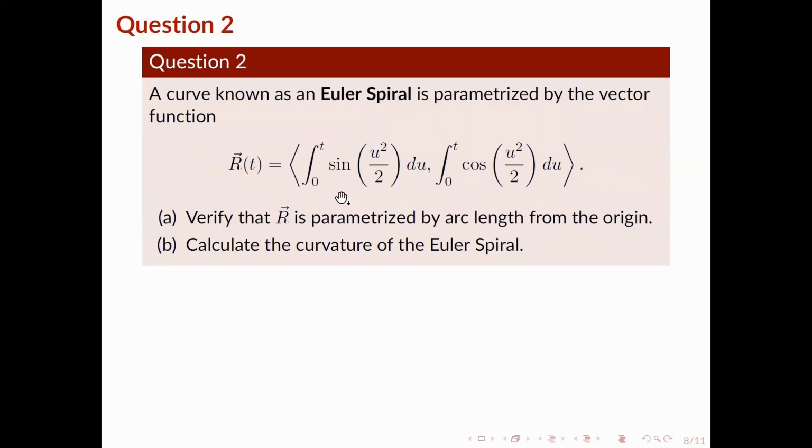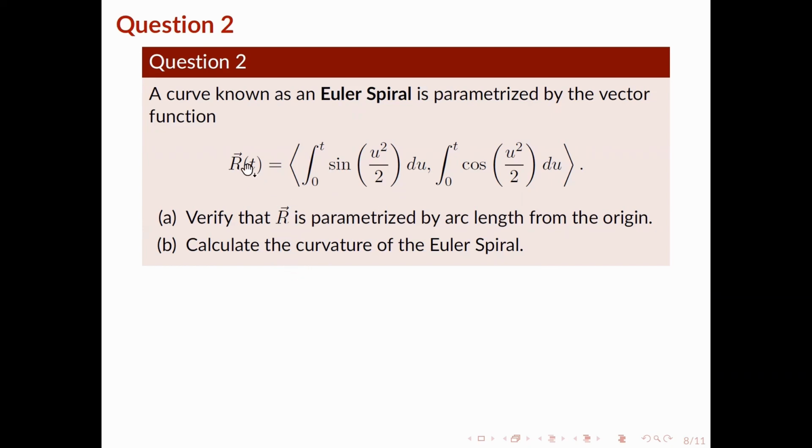A curve known as the Euler spiral, this is pronounced "Oiler," not "Yuler," is parameterized by the vector function r equals the integrals of some functions. Now we have to verify that r is parameterized by arc length from the origin.